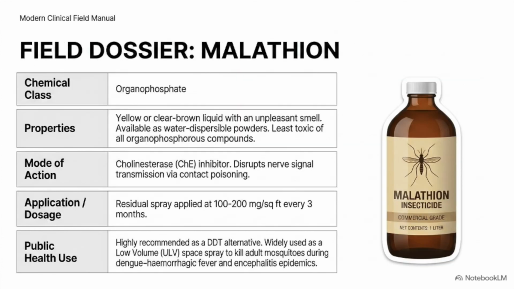Malathion is an organophosphate. It is a yellow or clear brown liquid with an unpleasant smell, available as water dispersible powders, and it is the least toxic of all organophosphorus compounds. As a choline esterase inhibitor, it disrupts nerve signal transmission through contact poisoning.